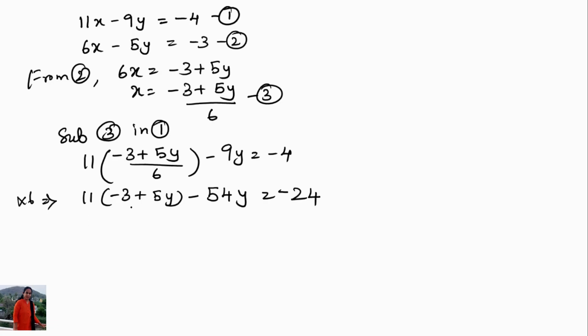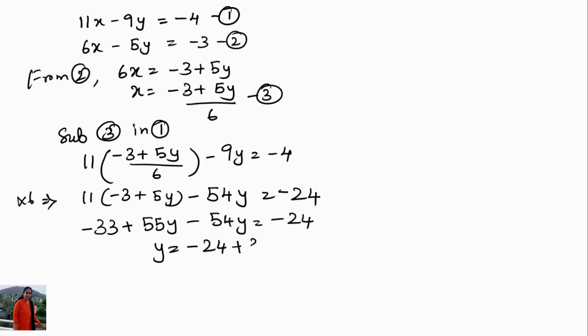So multiplying with 11 here, 11 into minus 3 is minus 33, and 11 into 5 is 55y, minus 54y equal to minus 24. So 55 minus 54 is 1, so 1y equals minus 24 plus 33, which is 9. So we got y is equal to 9. Now we can substitute y equal to 9 in the third equation.